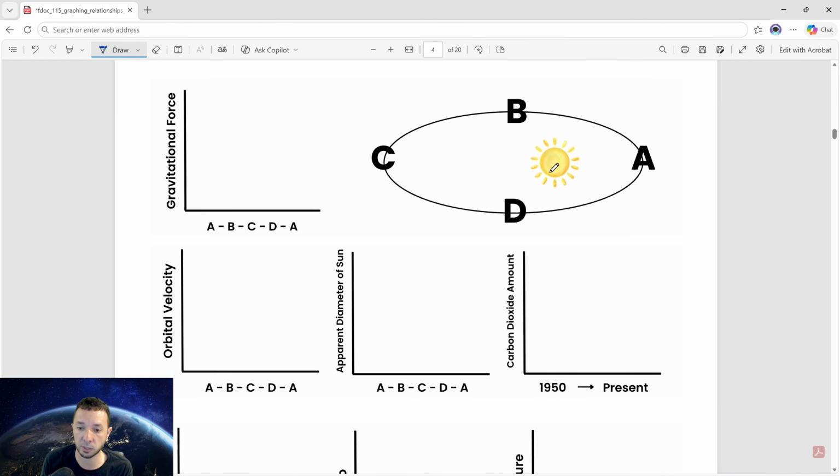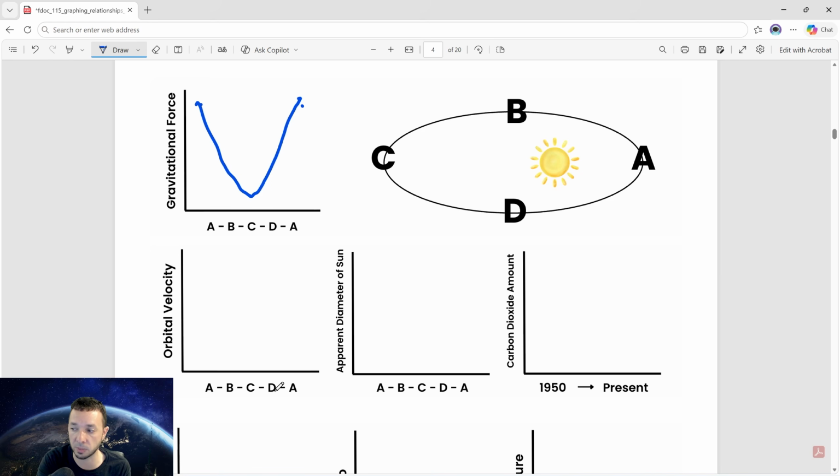All right, this one's a little interesting. So we have a location A, B, C, D around a star, and we're going to say, as you go from A to B to C to D and back to A, what happens to gravitational force? So we should be highest gravity at A, so that would mean we're here, and lowest at C, right? So the graph would look like this.